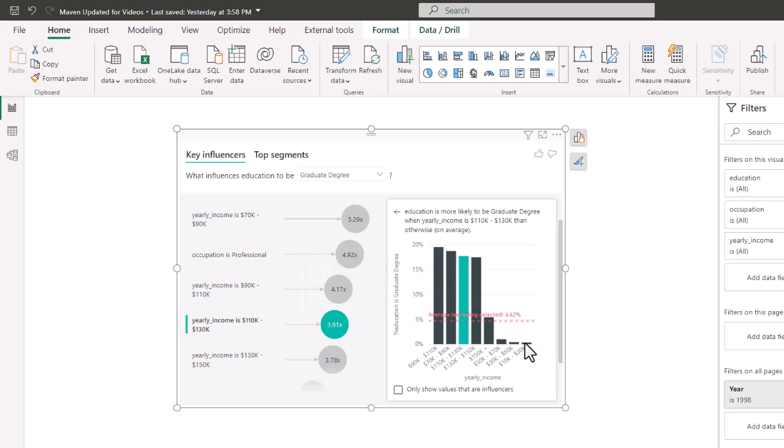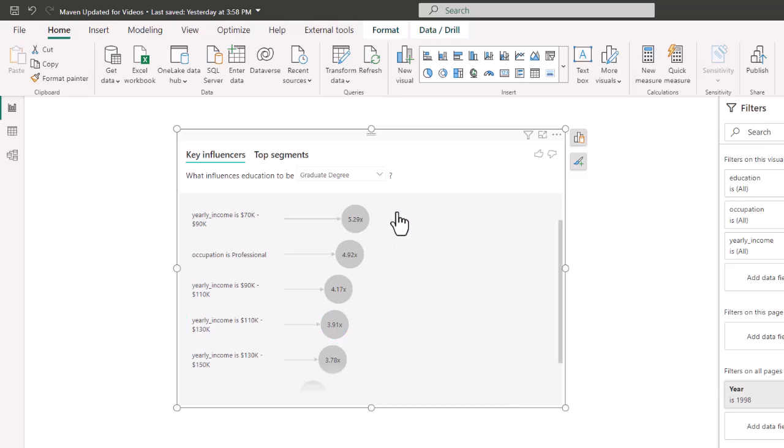And only if you have a yearly income of 50 to 70,000, only 1% have a graduate degree. So those are some of the things that you can look for in this key influencer. And you can look at your different data sets. The main thing is it needs to be categorical data.